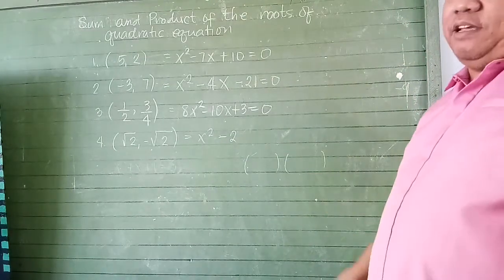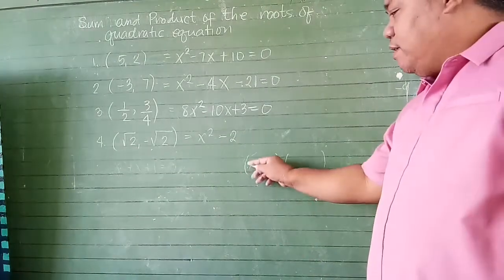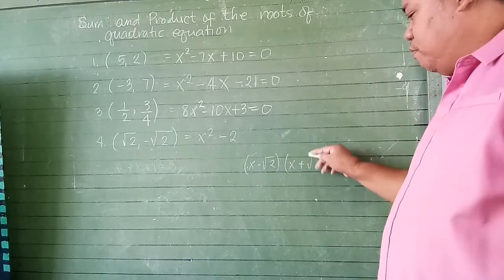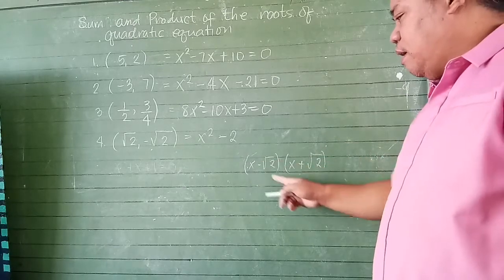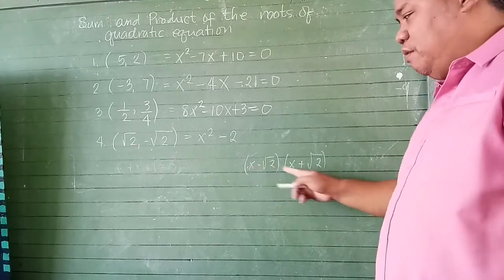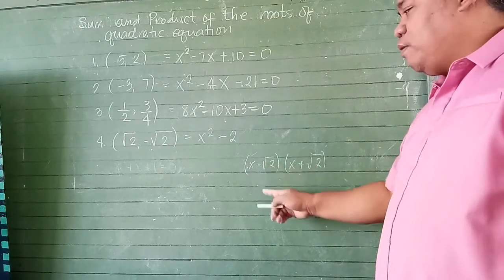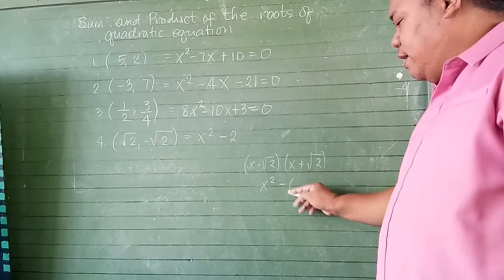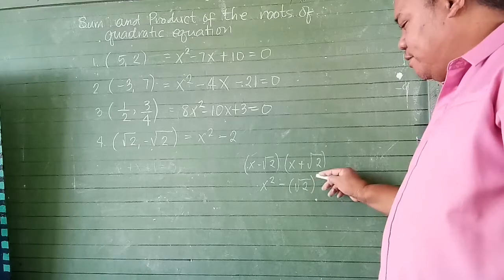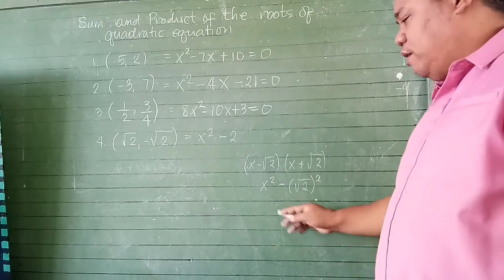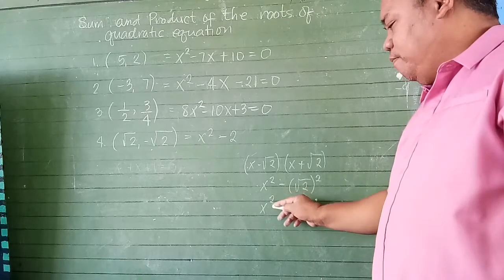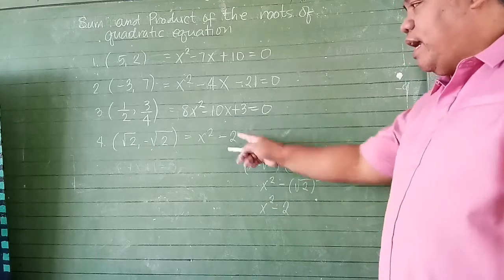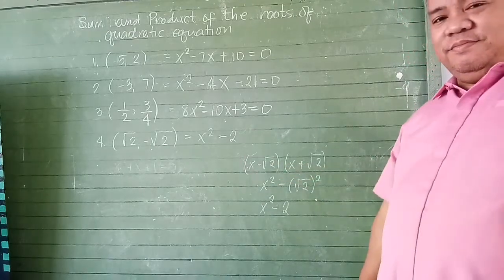So let us solve here to see if we arrive at the same solution. So x minus square root of 2 and x plus square root of 2. This is the sum and difference of 2 terms. When solving the sum and difference of 2 terms, find the square of the first term, x squared, then minus the square of the second term. That's the difference of 2 squares. This is x squared minus 2. So we arrive at the same answer.